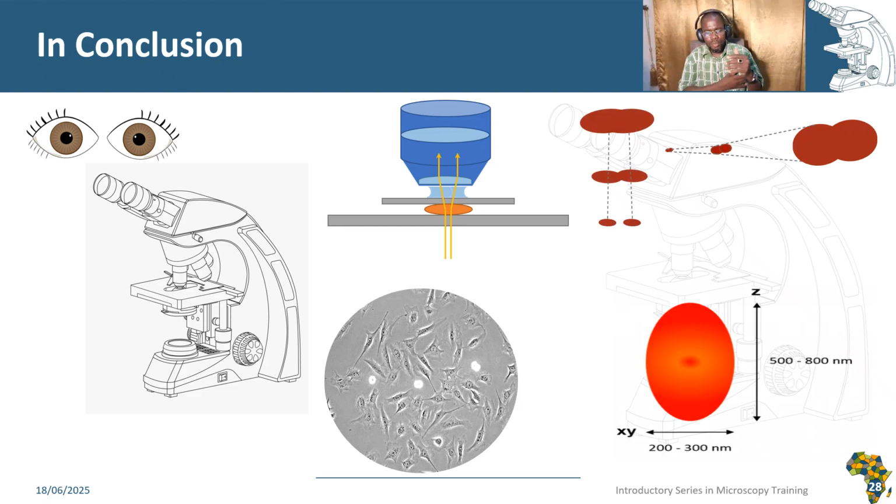In conclusion, microscopy has bridged the gap between the visible and invisible. It is about mastering magnification, resolution, and contrast. Microscopy has changed science and will continue to drive discoveries in the future.